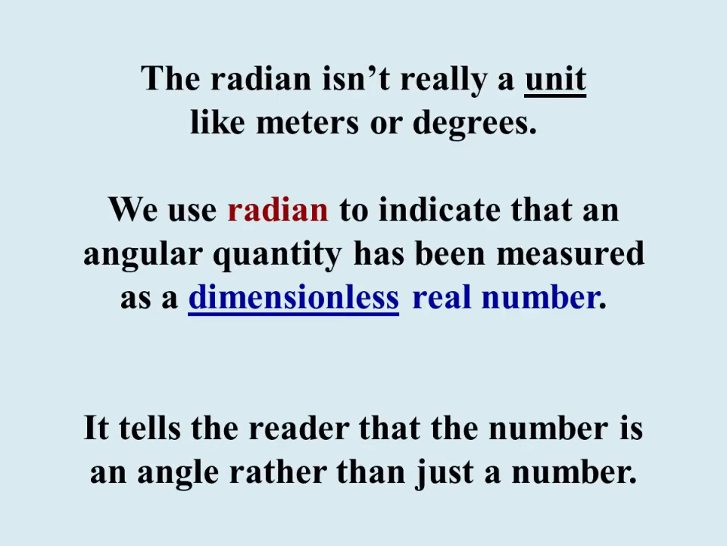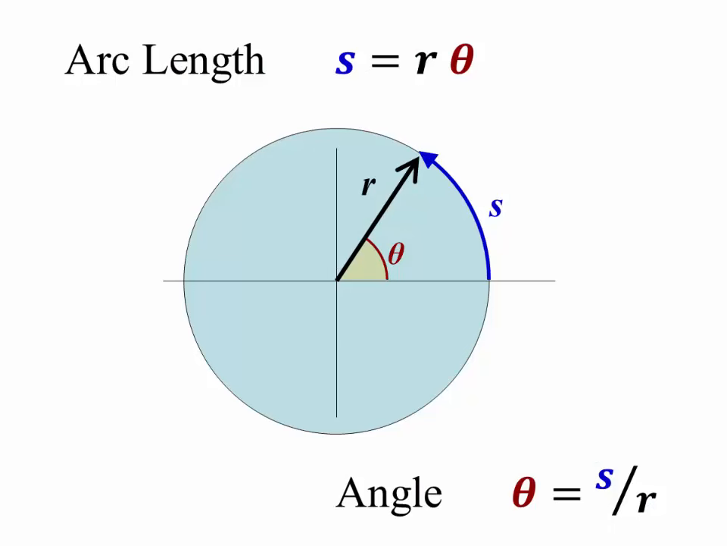Now, finally, units. The radian is kind of a funny creature. It's not really a unit like meters or degrees, and as a result, it can come and go in equations in ways that can seem mysterious. The reason is, what the radian indicates is that our angular quantity has been measured as a dimensionless real number. It tells the reader that the number is an angle rather than just a plain old number.